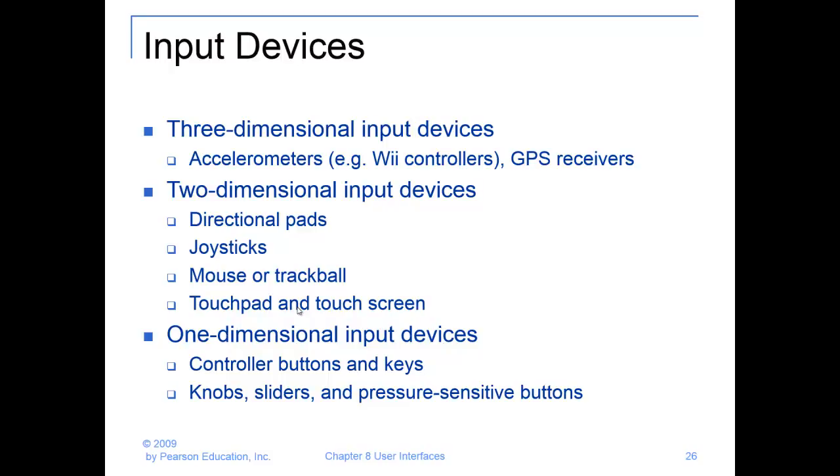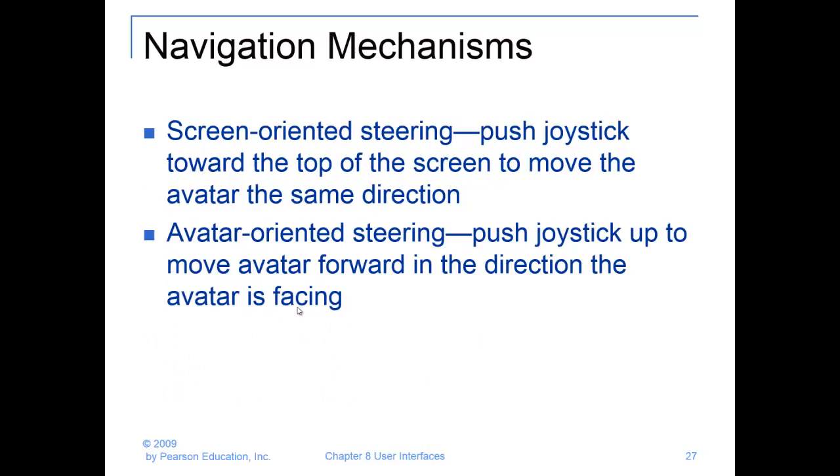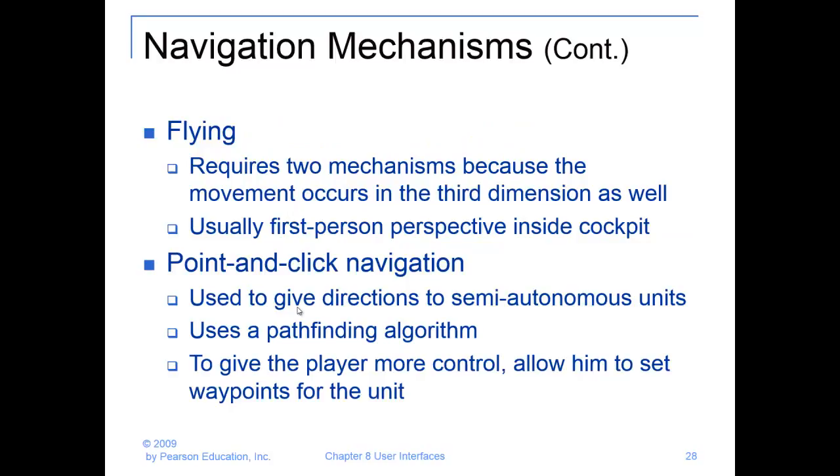All right, then along with input devices, how is the player going to navigate? Is it screen-oriented steering? So I move things in orientation to the screen. If I push the joystick upward to the top of the screen, my avatar moves up. Is it avatar-oriented, where if I push the thing up, I move in the direction I'm facing? And then flying, if I'm flying, now I need 2 mechanisms because I need up and down, left and right, forward and back.